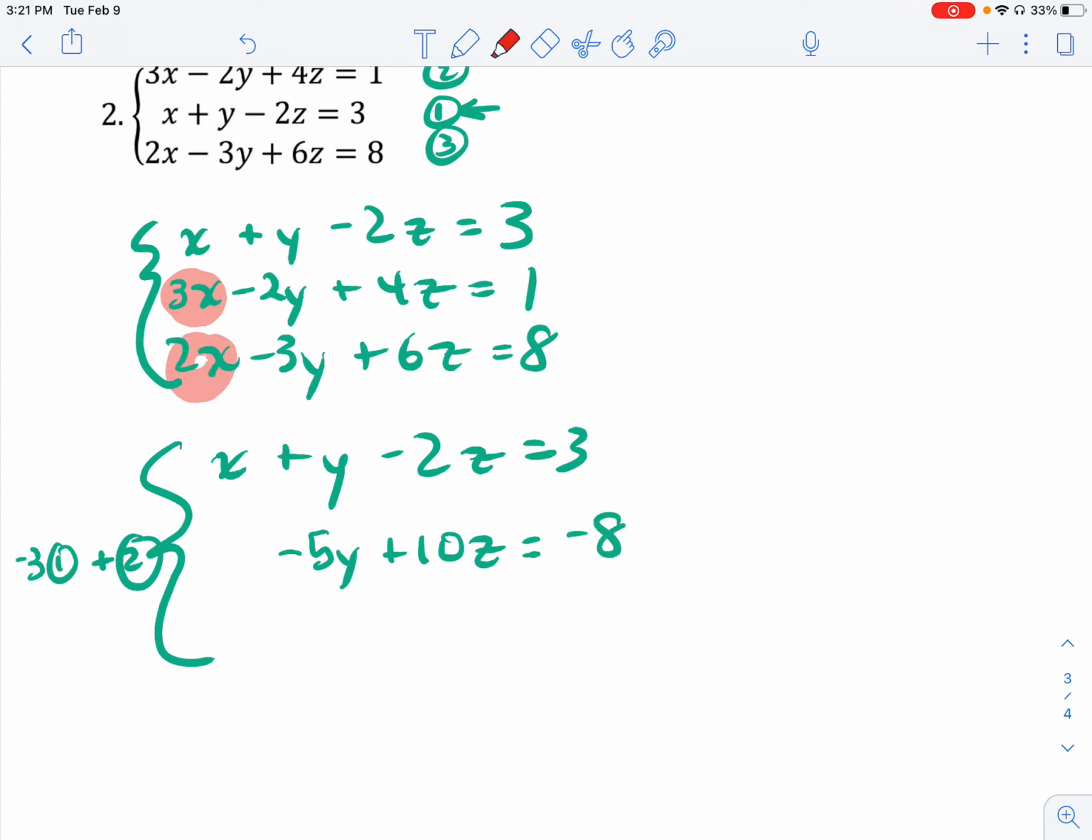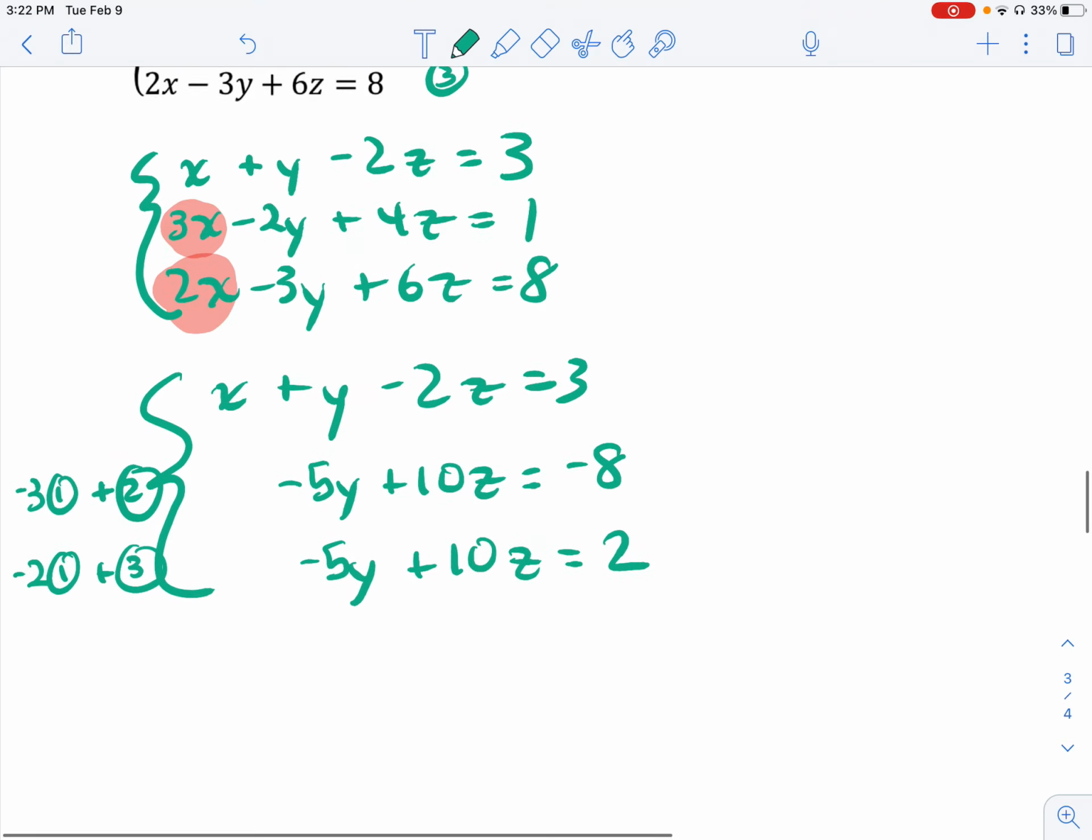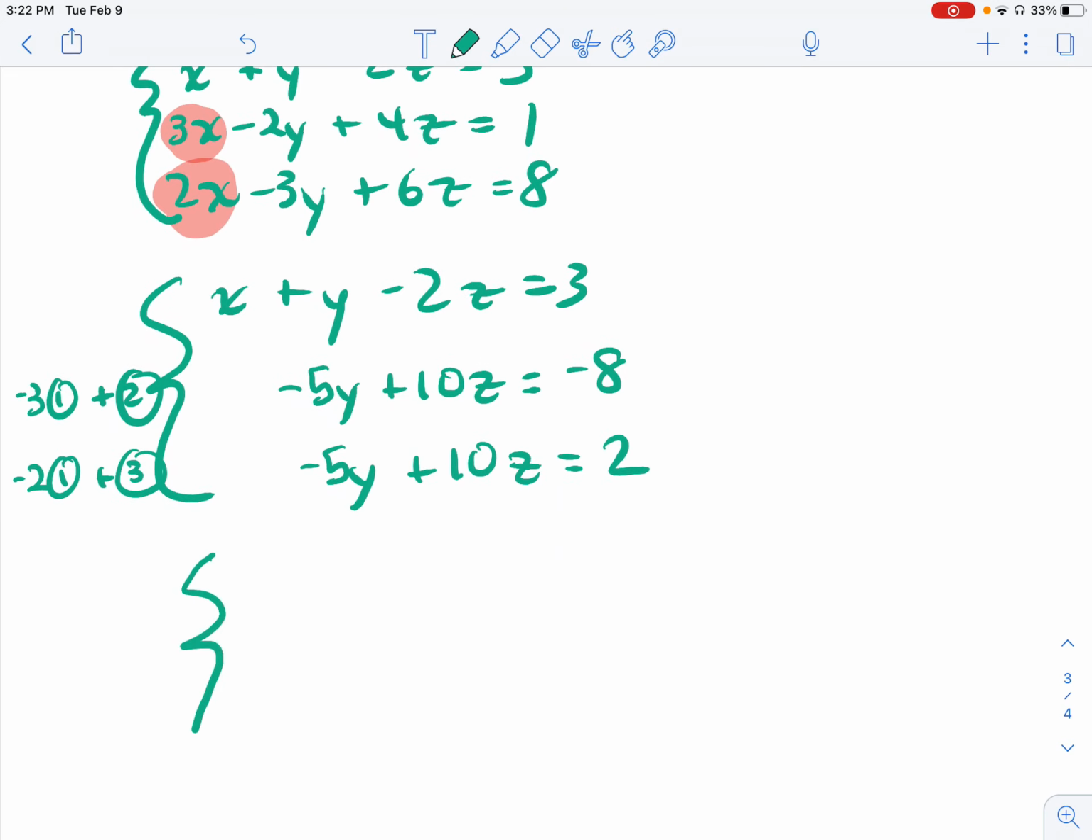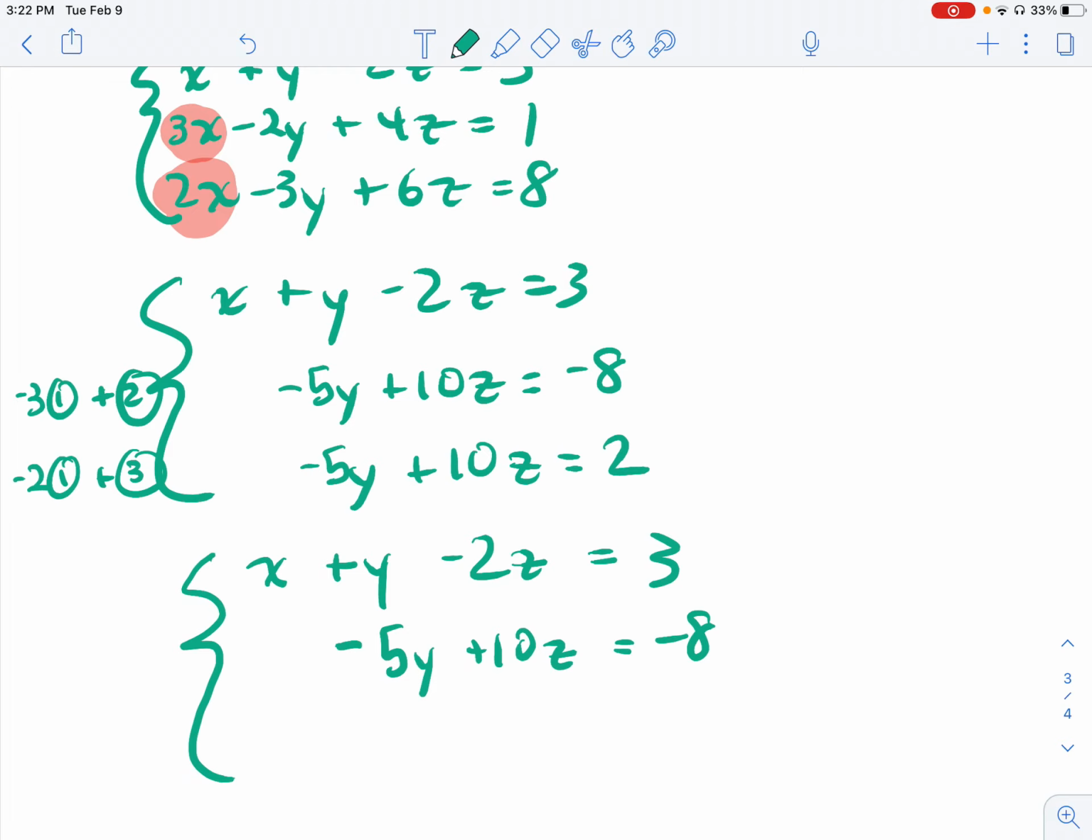Next, I want to eliminate this 2x term. So I'm going to multiply -2 times row 1 plus row 3. And let's see, that's going to give me -5y plus 10z is equal to +2. Now, I'm going to continue on. And I'm going to worry about that -5y later. I want to clean up my row 3 first before I get to that.